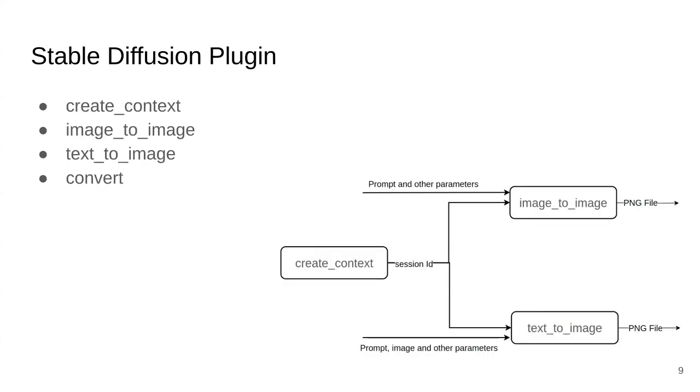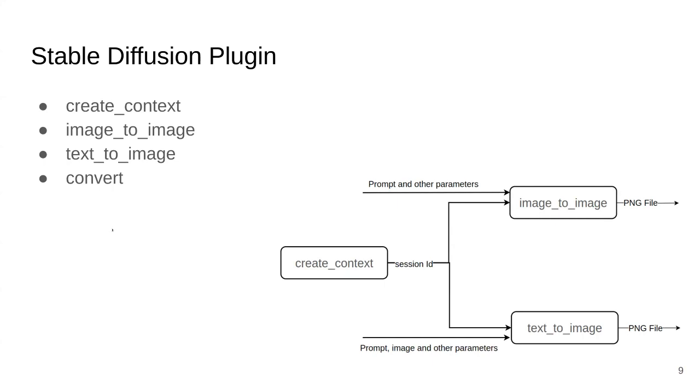Next, let's change to the WasmEdge Stable Diffusion plugin. Our plugin provides four functions: create context, image to image, text to image, and convert. If you call create context, it will return a session ID.